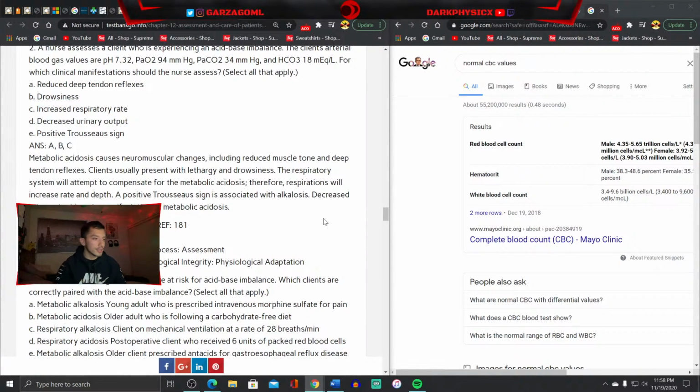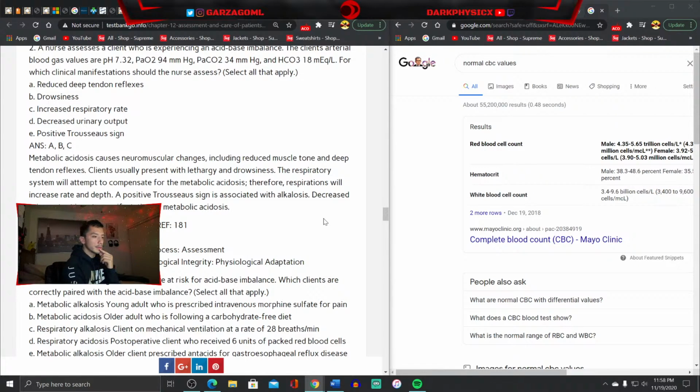Okay. So a nurse is assessing a client who's at risk for acid-base imbalance. Which clients are correctly paired with the acid-base imbalance? Let's go. Metabolic alkalosis, young adult who's prescribed IV morphine sulfate for pain. I don't think so. Metabolic alkalosis, older adult who is following a carbohydrate-free diet. I think that's true, because the breakdown of carbohydrates makes hydrogen ions, I believe. So I think that's correct.